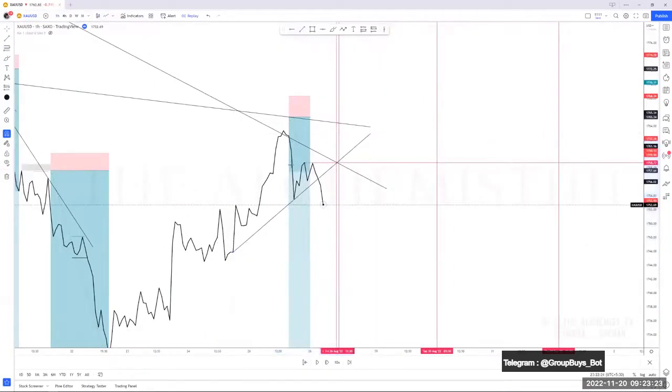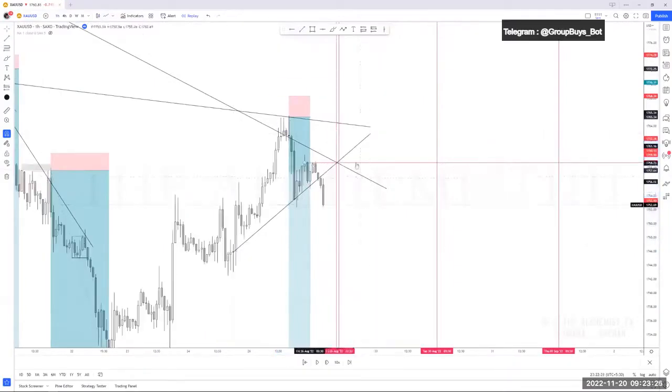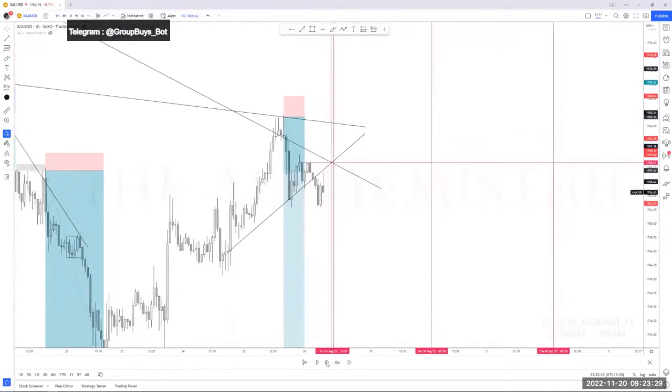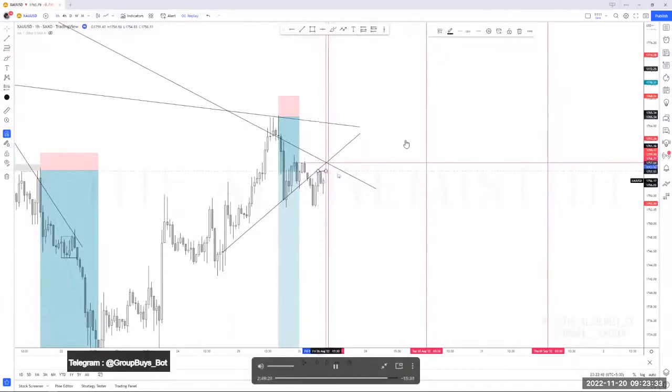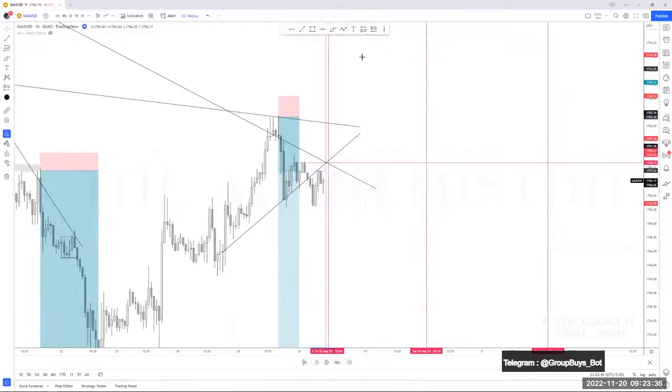Double trend line confirmation, resistance, and all that stuff. So let's wait. Okay, look at the timing. Liquidity right below it, another confluence. Okay, so then sell it.